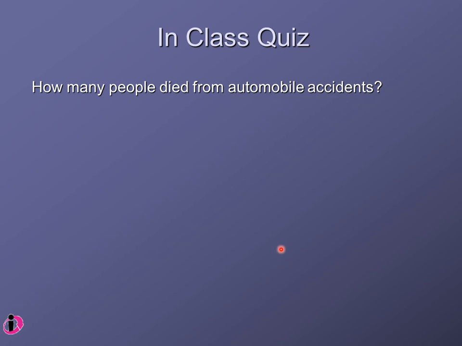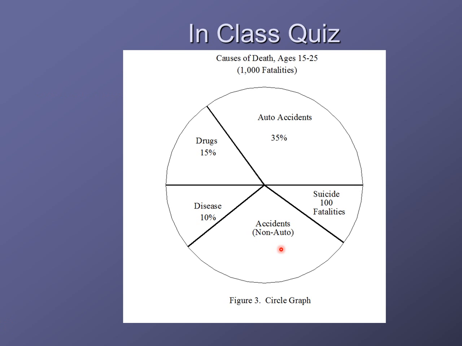Now, how many people died from automobile accidents here? How do I find it? See, it's 35%, right? And the total fatalities was what? 1,000, right? So remember, in the last chapter we talked about percentage, so this is the time you can apply it. You have the rate, 35%, and you are also given the base, which is 1,000. So pretty much you are trying to find the portion.